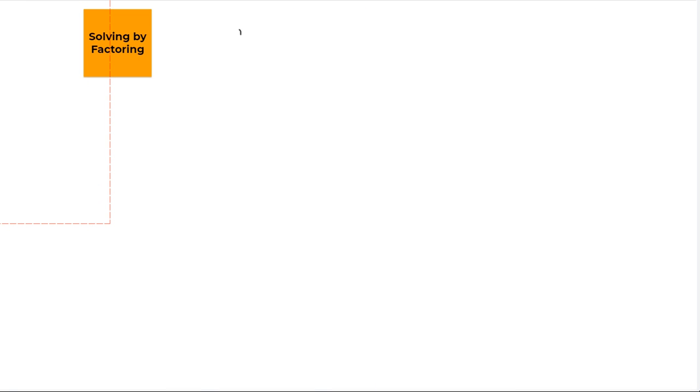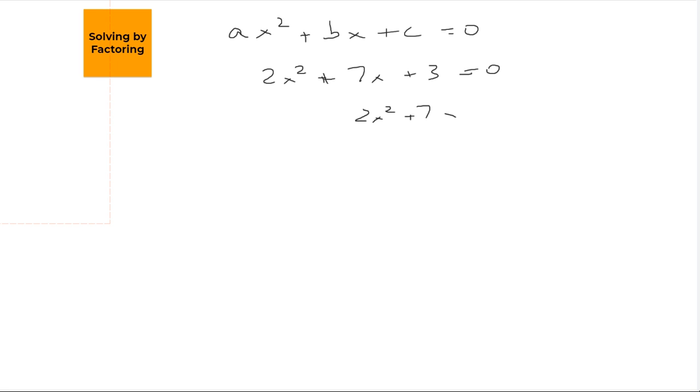Let's do solving by factoring. I'm going to go to our plain old ax squared plus bx plus c, and I'll give you the quadratic equation 2x squared plus 7x plus 3. What we'll do over here, I can't just move the 3 to the other side. Let me show you what happens. If I move the 3 to the other side and try to solve for x, I can't, because I have an x squared term and an x term. There's no way I can isolate the x because there are two different types of terms that contain x. So this doesn't work.